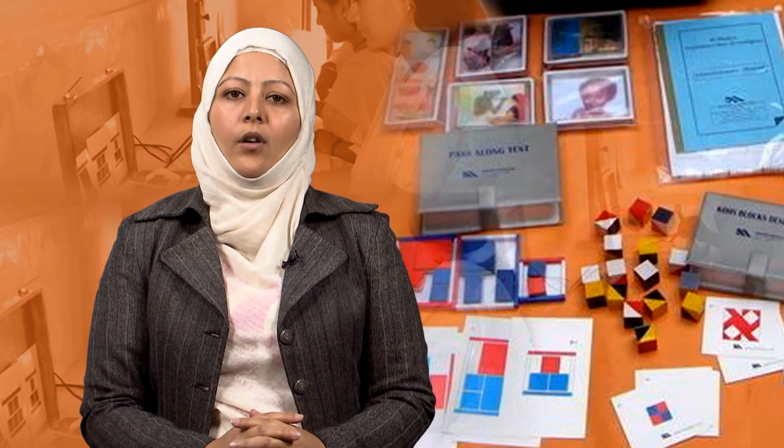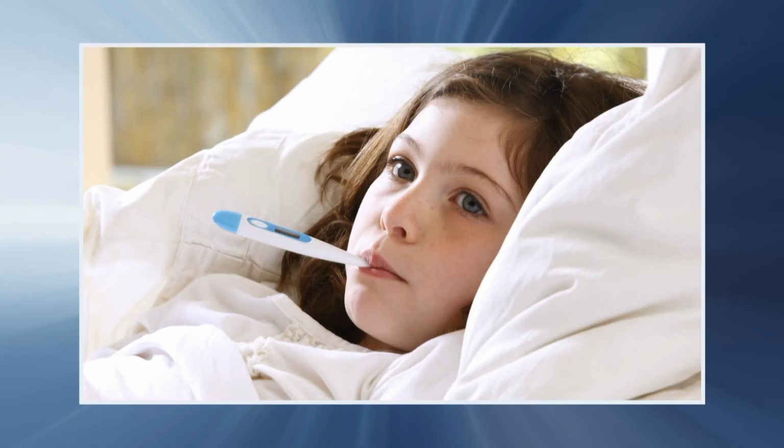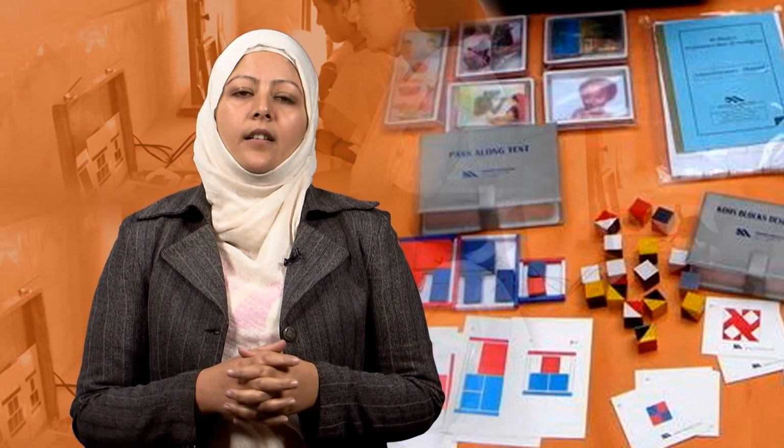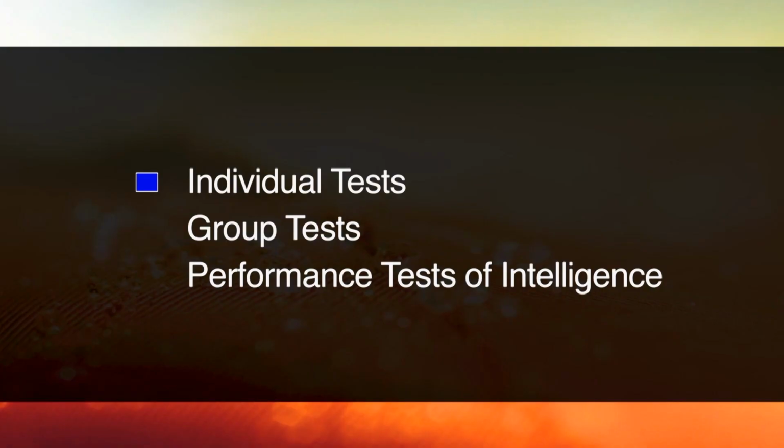Dear students, intelligence being only a concept or an abstraction can't be measured in physical units like a length of cloth or temperature of body. Rather, we measure an individual's intelligence by means of what we call intelligence tests. The most commonly known intelligence tests fall into three categories, namely, first, individual tests, number second, group tests, and number third, performance tests of intelligence.